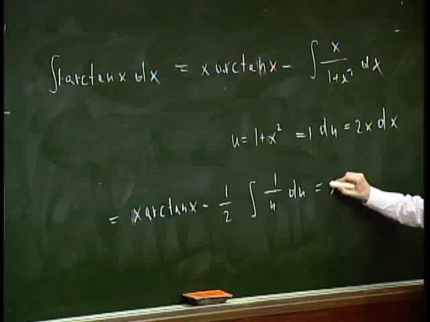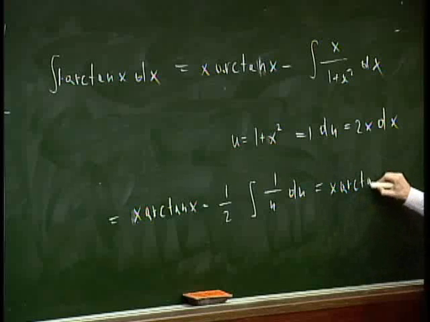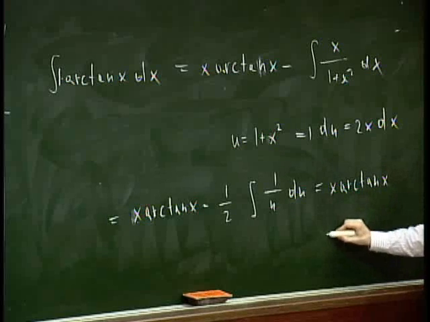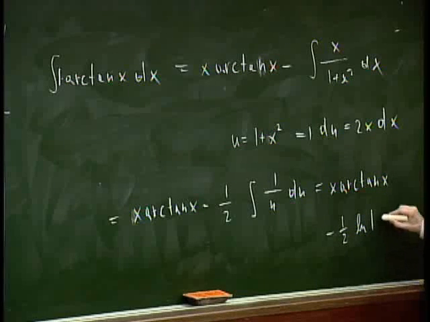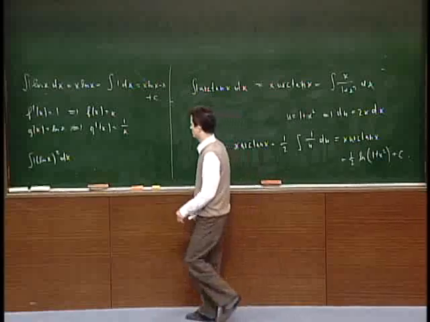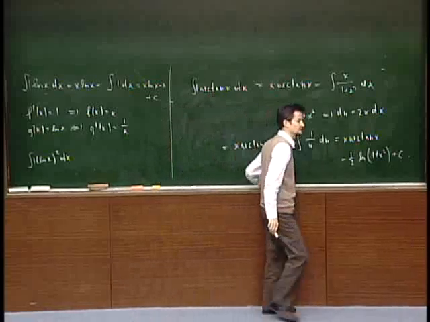Okay, so what you get is x times the arctangent of x minus 1/2 ln of the absolute value of u, which is 1 plus x squared. Because this is always positive, you can drop the absolute value, plus the constant. Okay, so the same trick.